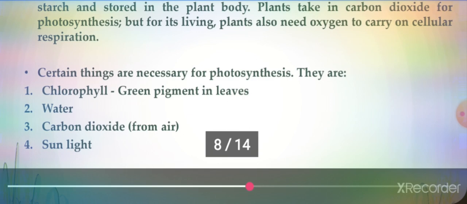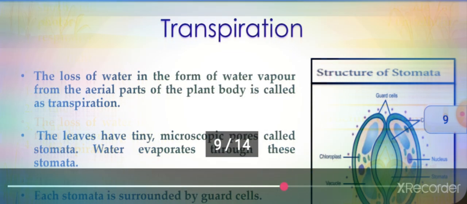Then water is essential for photosynthesis. Carbon dioxide from the atmosphere is very essential for photosynthesis. And very important is sunlight. Okay, the next topic is transpiration.